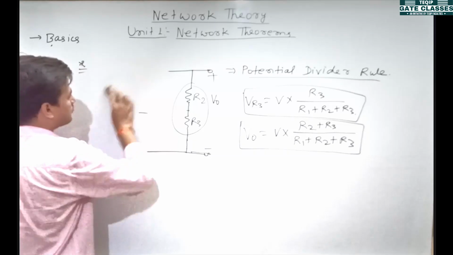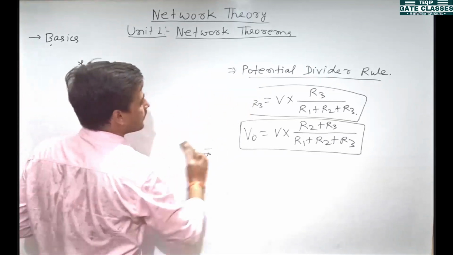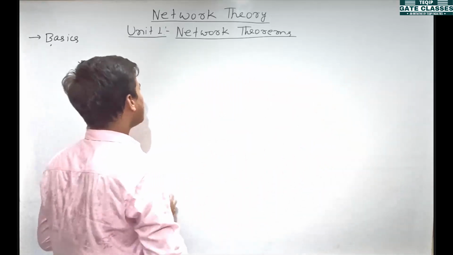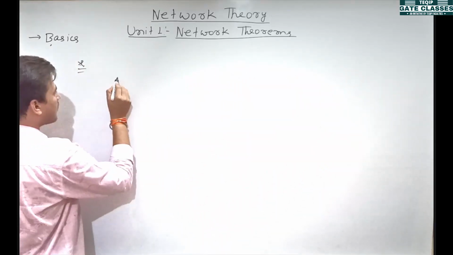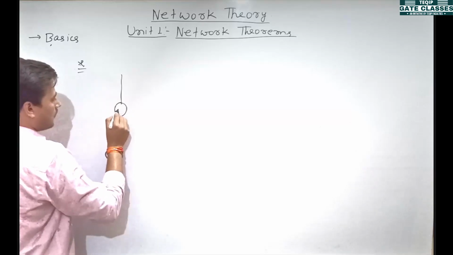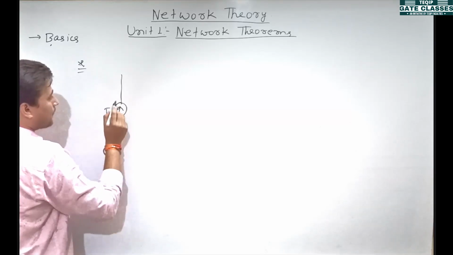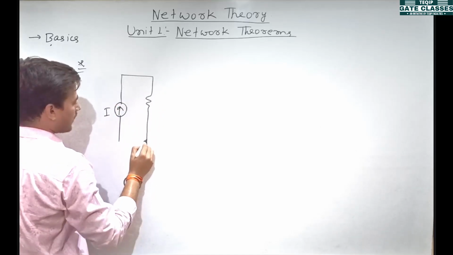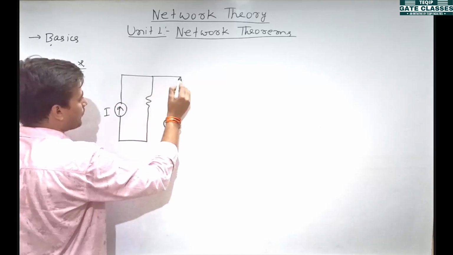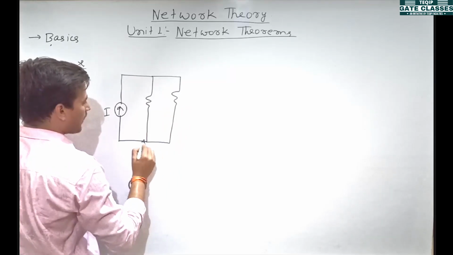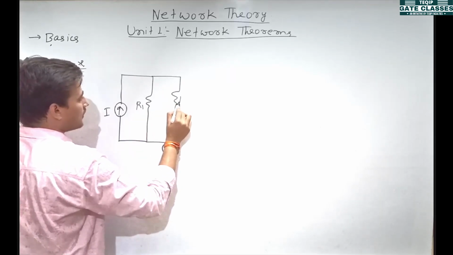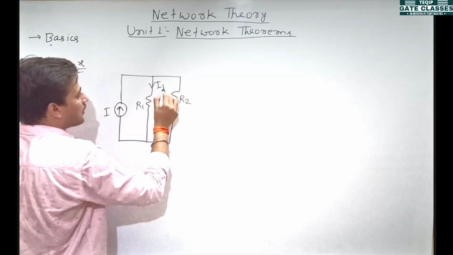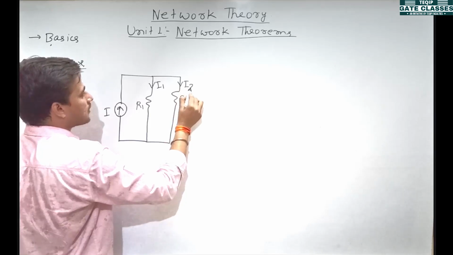Next, we are having a current source. Let us take a current source I. Now suppose two branches are connected in parallel. Its resistance is R1, its resistance is R2. Suppose the current flowing through R1 is I1 and the current flowing through R2 is I2.